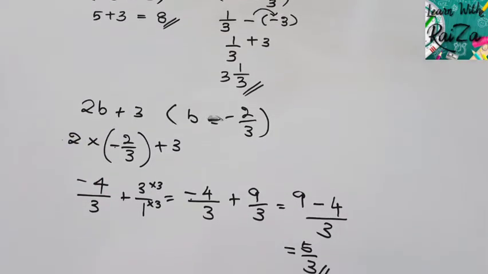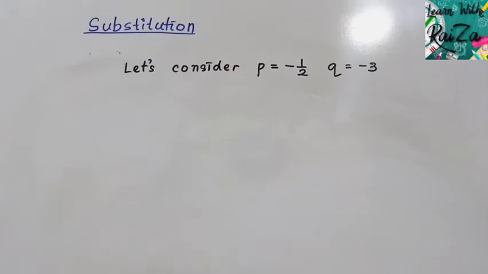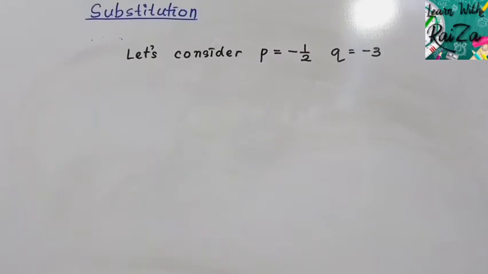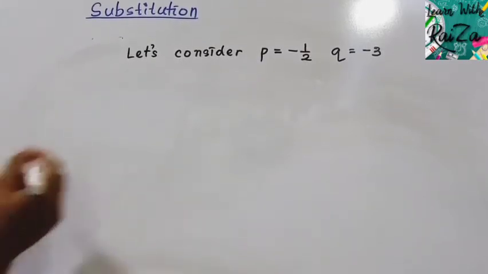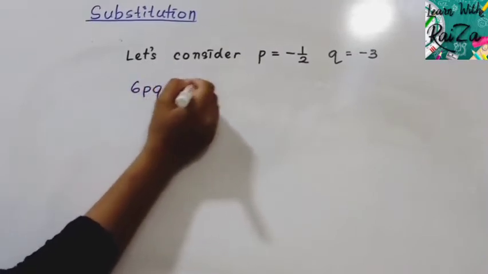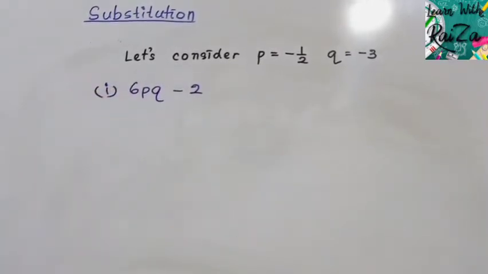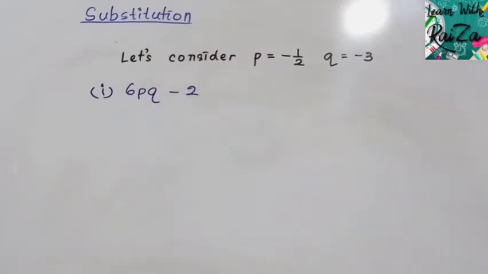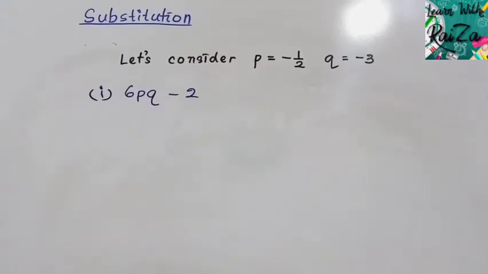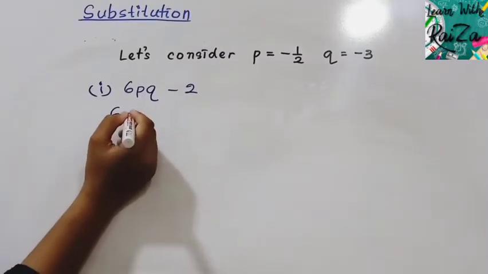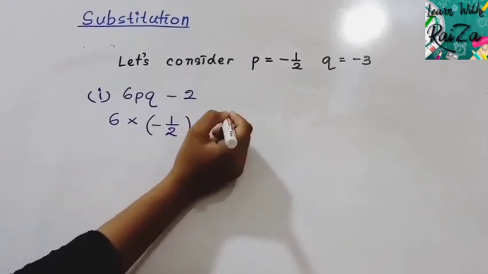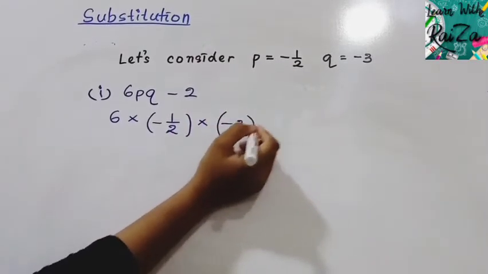much considered here. Right, now let's consider a final algebraic expression for the substitution part. Here I am considering an algebraic expression, that is 6pq minus 2. That's the first one. Based on the given values for p and q, you should substitute the values into the given algebraic expression. So here we consider p as minus half. So I am going to substitute for p minus half, right? Multiply q, that is minus 3, minus 2.